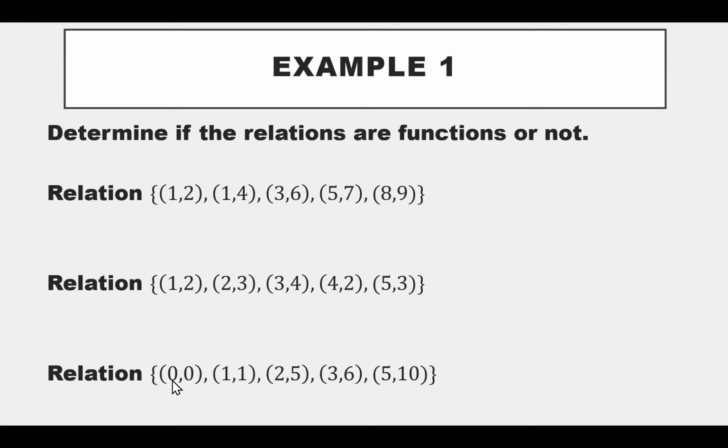This third relation: 0 is sent to 0, 1 is sent to 1, 2 is sent to 5, 3 is sent to 6, 5 is sent to 10. That is a function as well. 0 is sent to a unique value, 1 is sent to a unique value. So in other words, we don't have repeated inputs. So this first relation was not a function. The second relation was a function. The third relation was a function in this example.